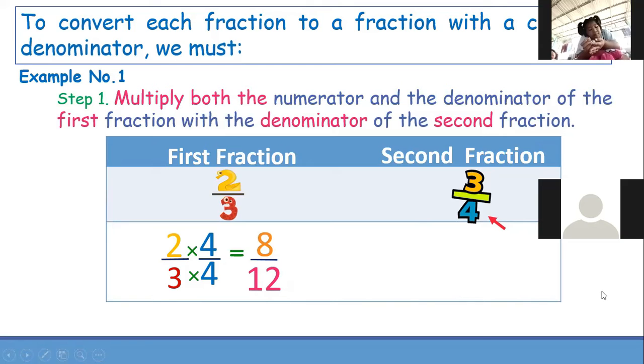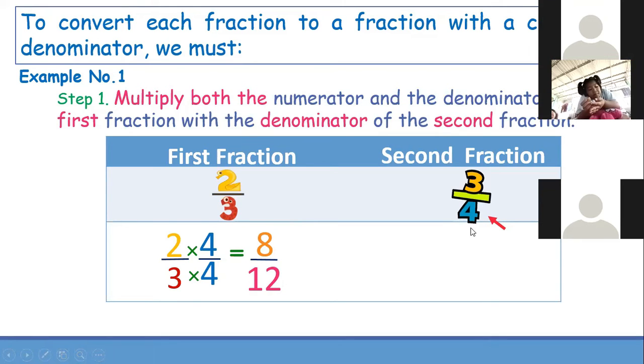Okay, so for step 2, remember now step 1, you have to multiply the numerator and the denominator of the first fraction with the second fraction denominator, that is 4.